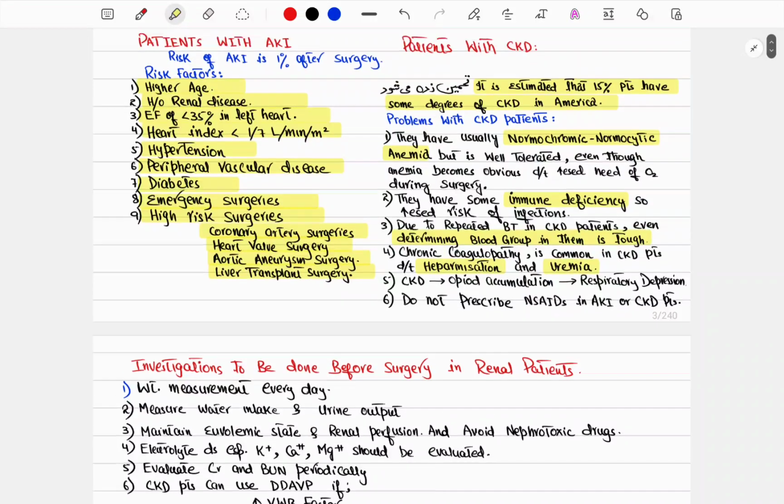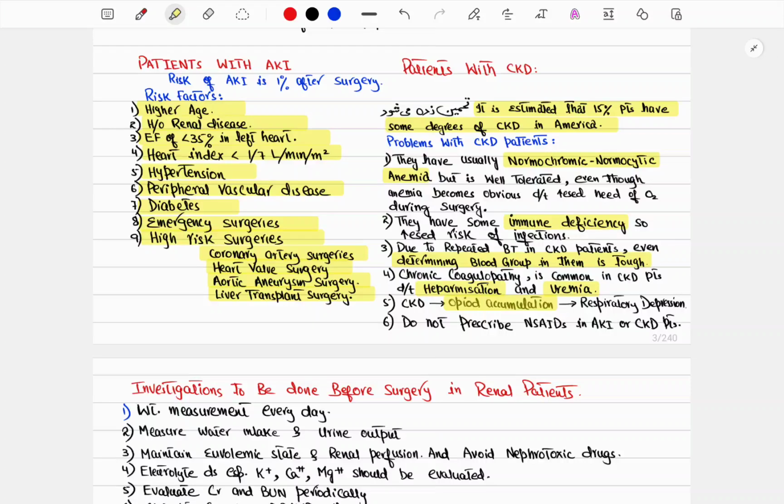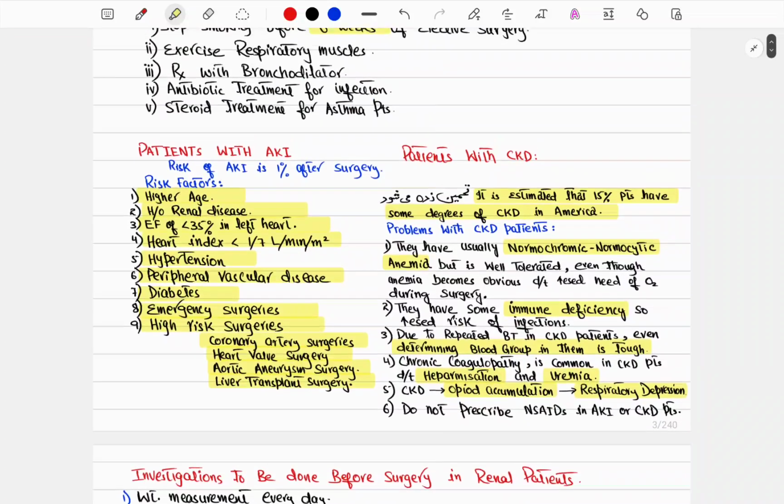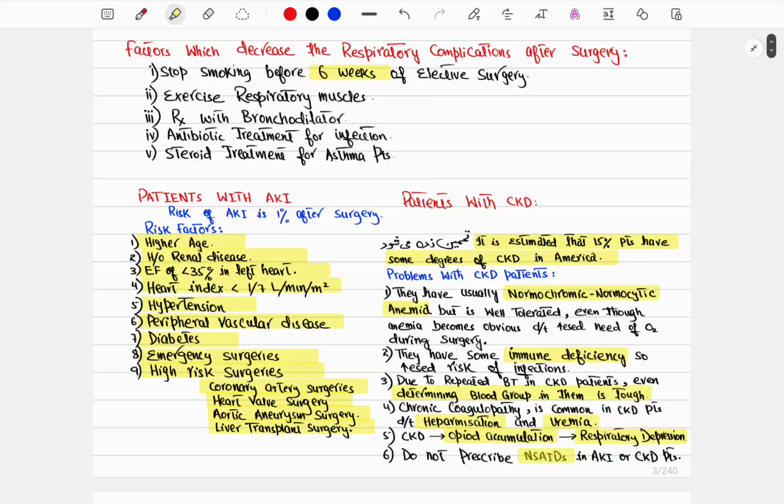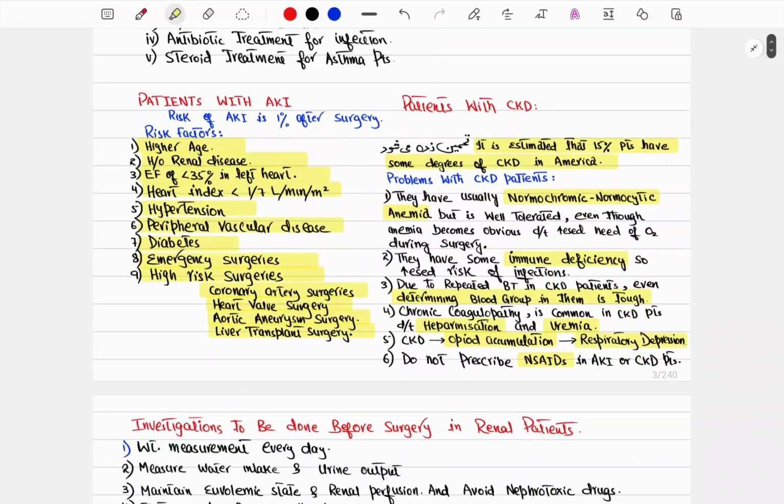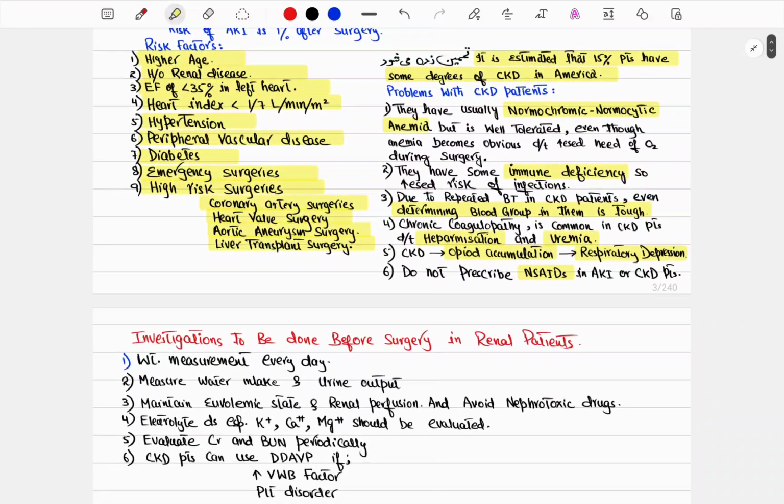In chronic kidney disease, there is also opioid accumulation. If a chronic kidney patient uses opioids, there is accumulation, including during surgeries. If we use opioids to control pain, the patient is going to have respiratory depression due to accumulation of that opioid, because the kidneys are not functioning well. So in these patients we do not prescribe NSAIDs. In both AKI as well as CKD patients we do not prescribe NSAIDs, because NSAIDs have a direct effect on the kidneys.